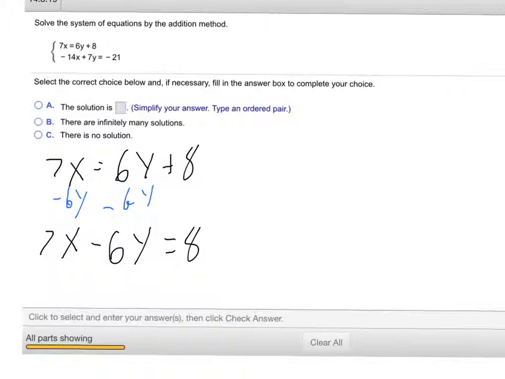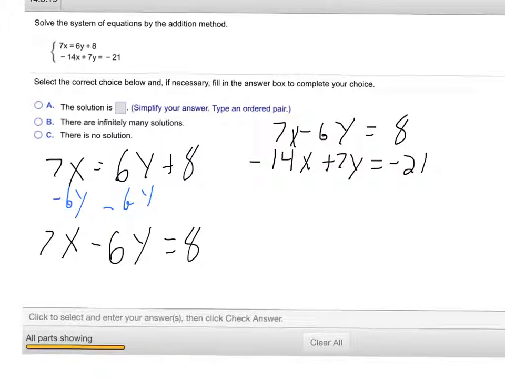So now I have the two equations. I have 7x minus 6y equals 8. And then the bottom equation, minus 14x plus 7y equals negative 21. And I want to use the elimination or addition method to solve this. So I want to eliminate either x or y. Looks like x will be a little bit easier to eliminate. You've got 7 and negative 14. If I multiply the top equation by 2, that would give me a plus and a minus 14x, and when I add, I would eliminate the x's.